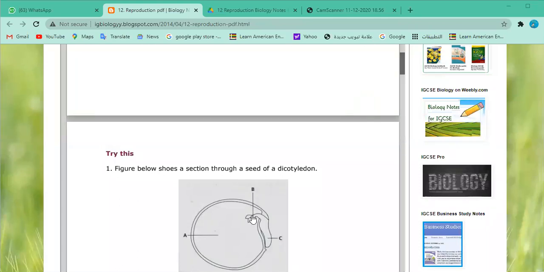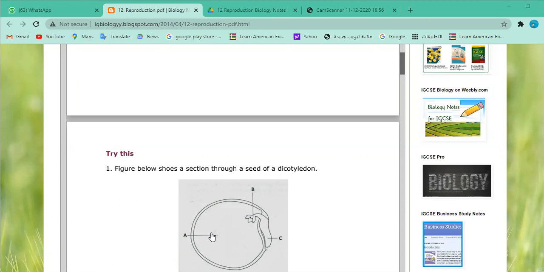B, what do you call it in terms of seed? Plumule. Yes, this is a plumule. Very good. What about C? Who is going to answer C? Macropyle? No, not C. Radicle? Radicle, very good. This is radicle. What about A? The food store. Cotyledon? Cotyledon, very good.